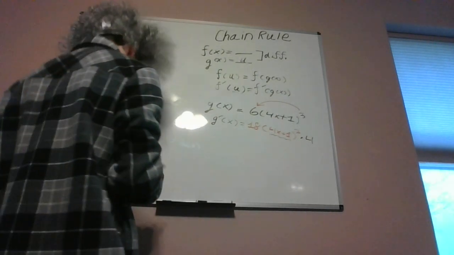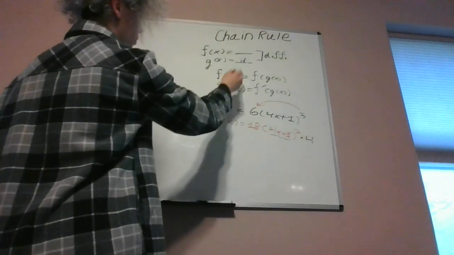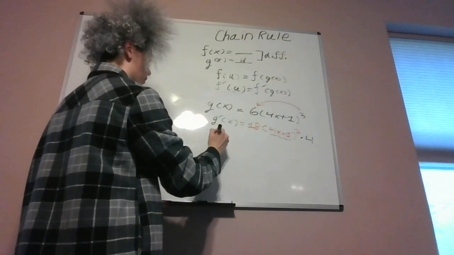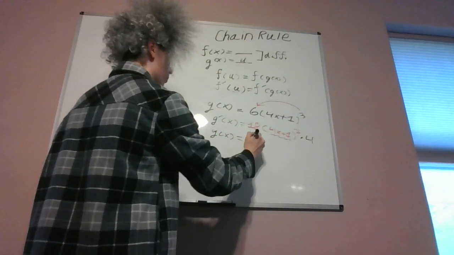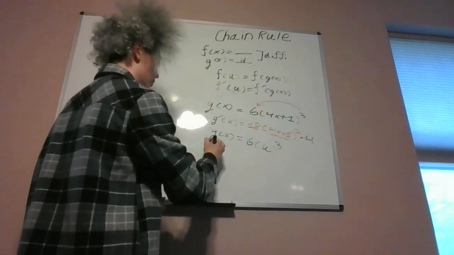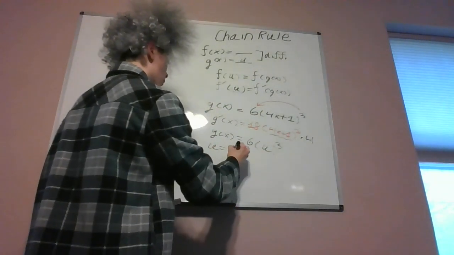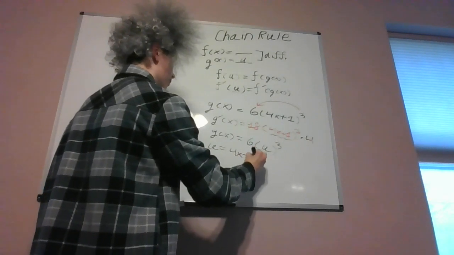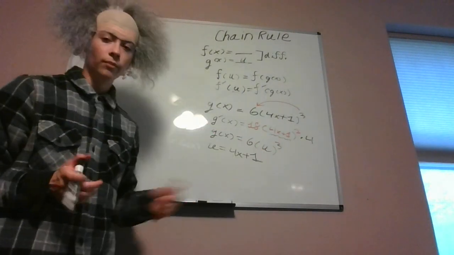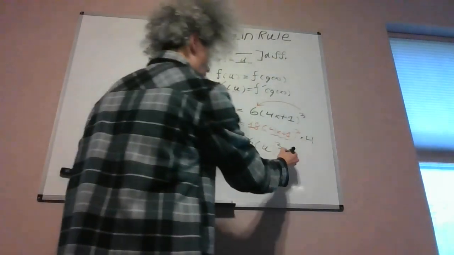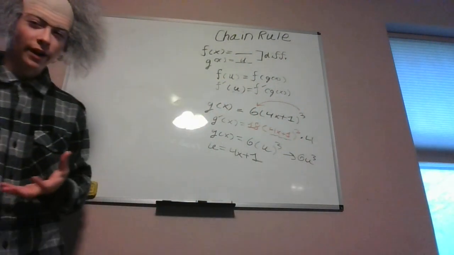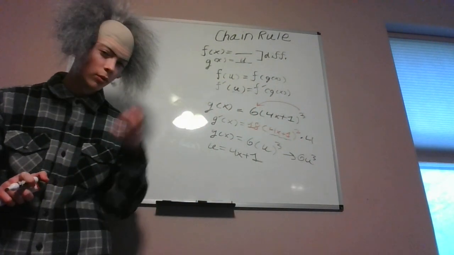You can always think of it this way. We go back up to this u example. I gave this u example here because you could say that g of x is equal to 6 times u cubed, if this makes a bit more sense to you, if u is equal to 4x plus 1, right? So then it looks more like your power rule, like 6u cubed. That's a simpler way to look at it.